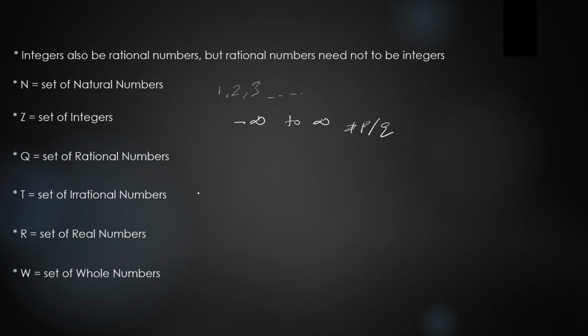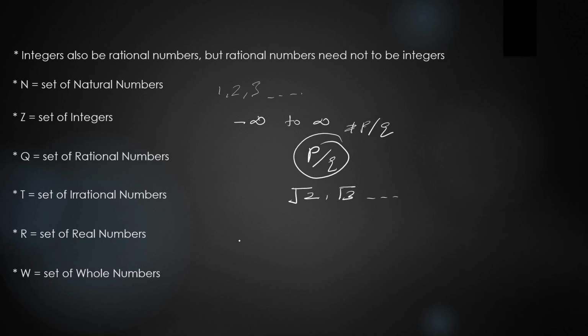And coming to the next one, Q is the set of rational numbers. Any number in the format of p by q, we can denote with Q. And T is the set of irrational numbers. We already discussed irrational numbers, that is root 2, root 3, and so on. These types of numbers we denote as T. And R is the set of real numbers. Every number on the number line is a real number.